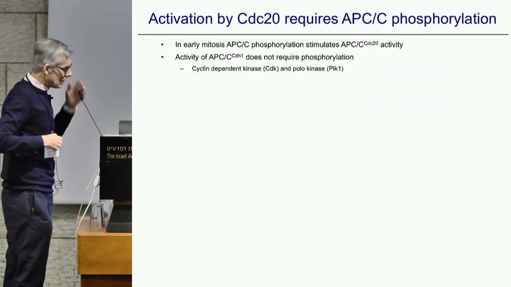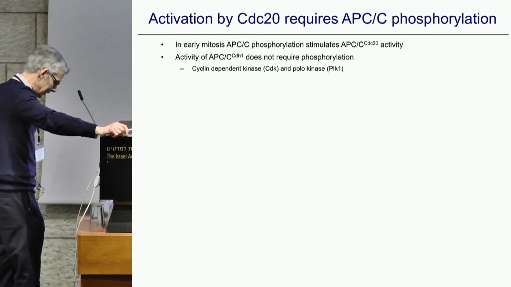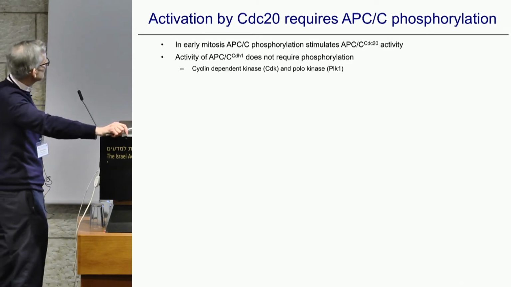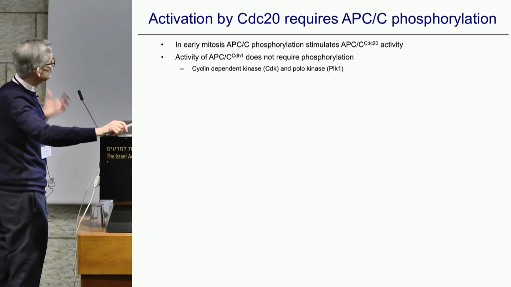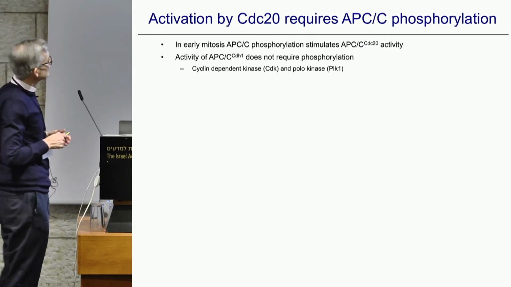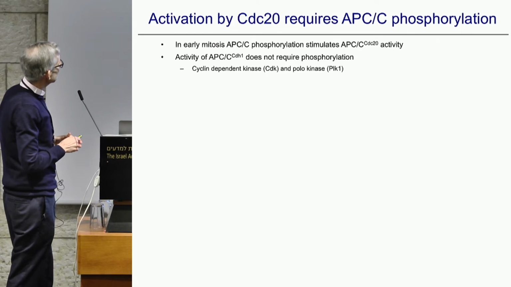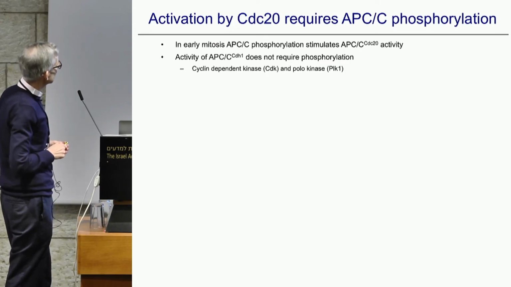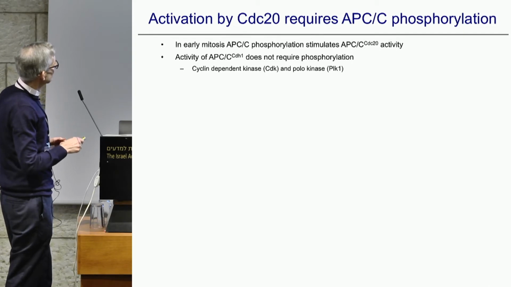So I'll just now briefly explain how the APC is regulated by phosphorylation. And this is work also by Avram Hershko, who showed in 1996 that in early mitosis the APC is phosphorylated, and this is required for APC activity. And it was later shown that this is specific for the CDC20 coactivator and not for the CDH1 coactivator, which is active independent of phosphorylation. And the CDK kinase and the Polo kinase both are involved in phosphorylating the APC to allow activation by CDC20.